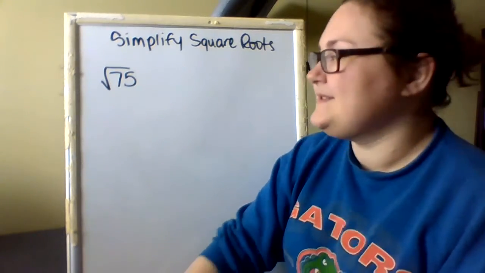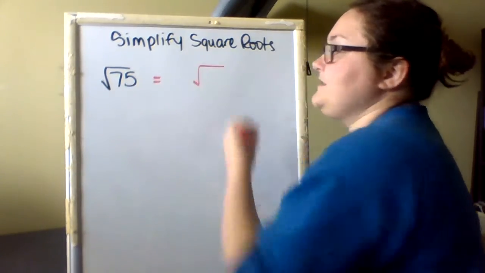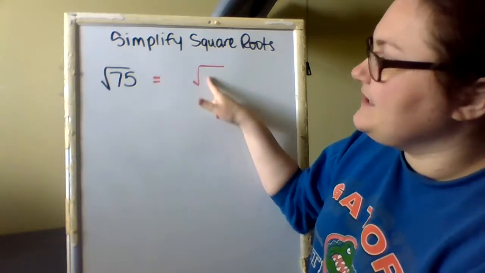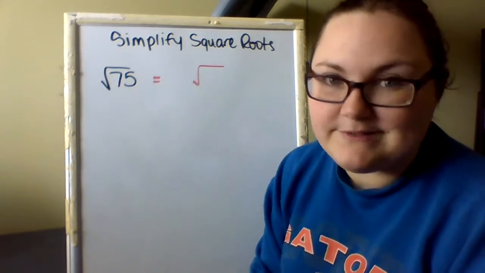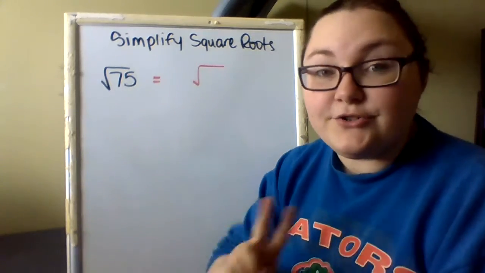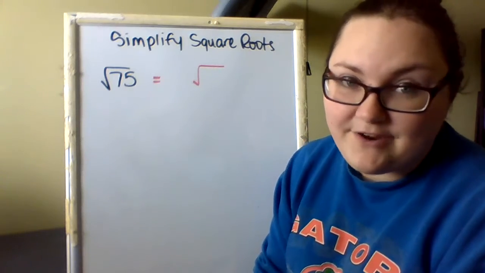Simplifying square roots means our answer is going to end up having smaller numbers in it. It's going to have a smaller number outside the square root and a smaller number inside the square root. It's kind of like finding what you can square root inside the square root. There are two ways you can do this, and the first way is using something we call a factor tree.